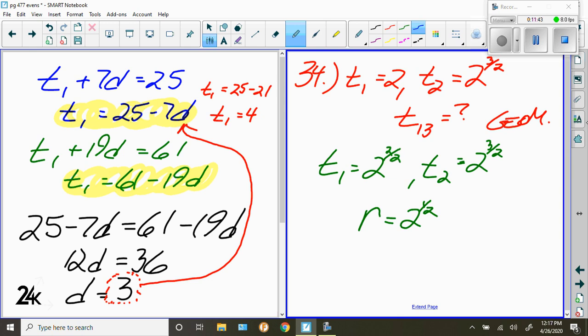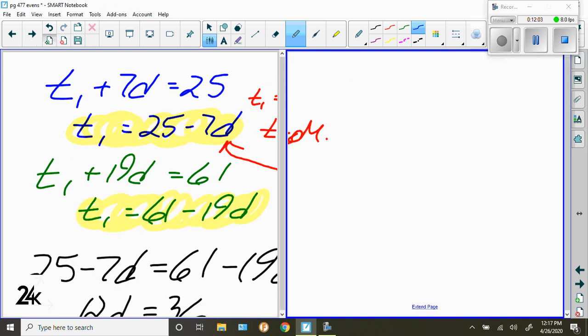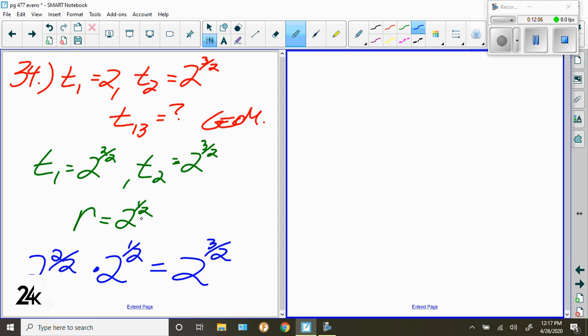Let me do a little side step here. So if I said, hey, what's 2 to the 2 halves times 2 to the 1 half? It would just be 2 to the 3 halves. You would just add the powers because they're the same base, okay? If they were a power to a power, you would multiply it. So now I'm going to need another slide. And so that means that my r is 2 to the 1 half. So now for geometric, the nth term is going to be the first term, 2, times r, which is 2 to the 1 half, to the n minus 1.